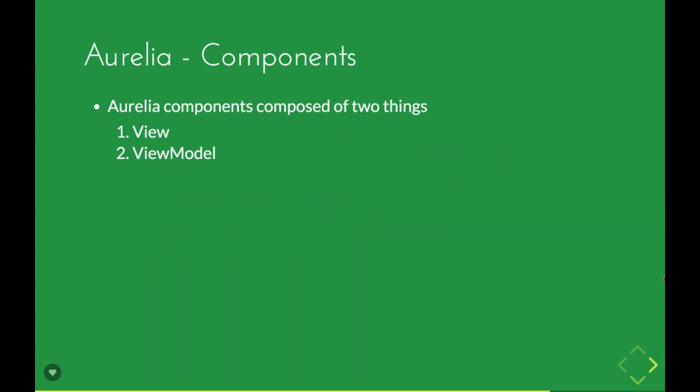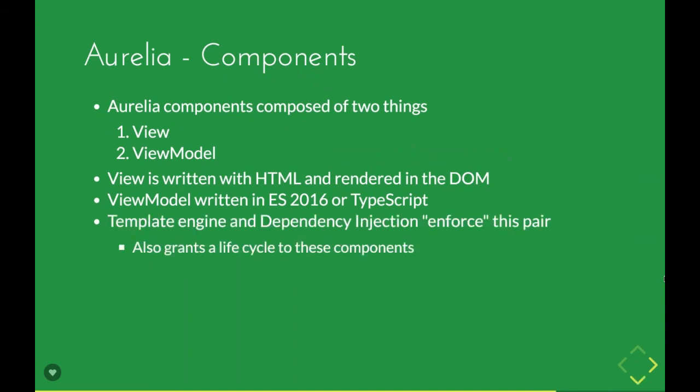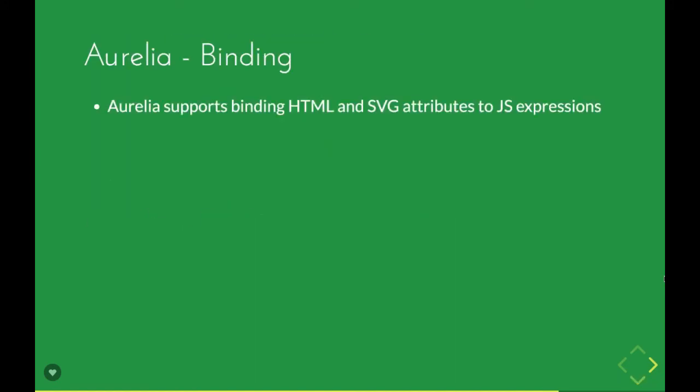Now, components in Aurelia are just composed of a view and a view model. And they're written in HTML and rendered in the DOM, of course. The view model is written in ES 2016 or TypeScript, and then you can work with the templating engine and dependency injection, which enforces this pair between the view and the view model, and also ultimately grants us a lifecycle to the components, similar to how we see within the other frameworks.